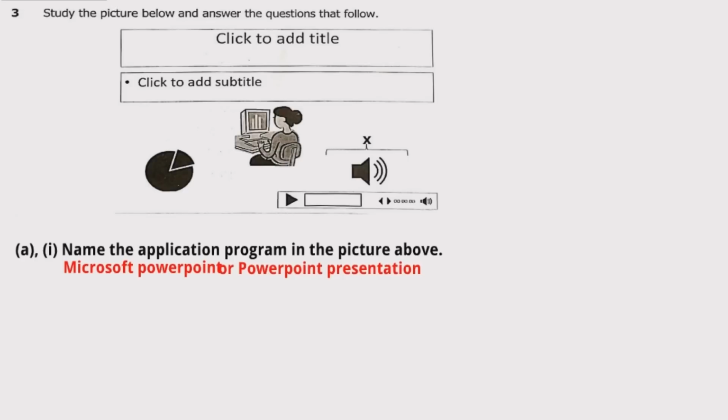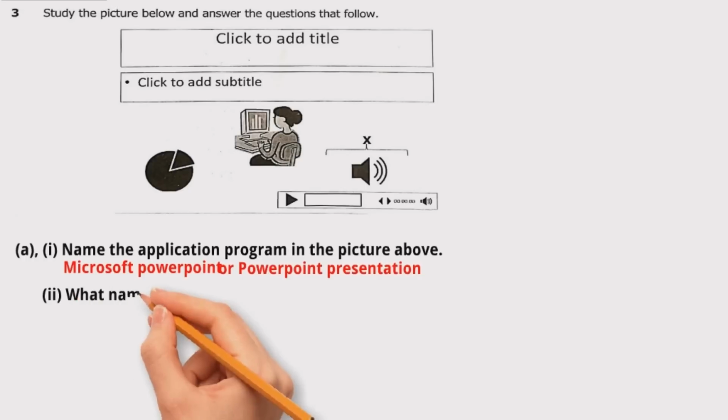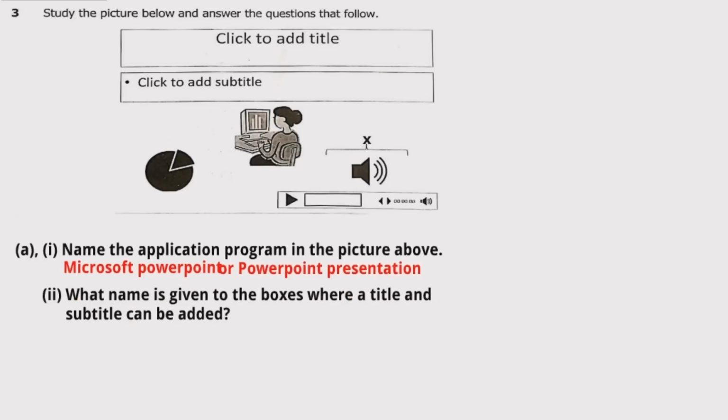Okay, we come to question 3A2. What name is given to the boxes where a title and subtitle can be added? So the name given to those two boxes is placeholders. Those boxes are called placeholders.